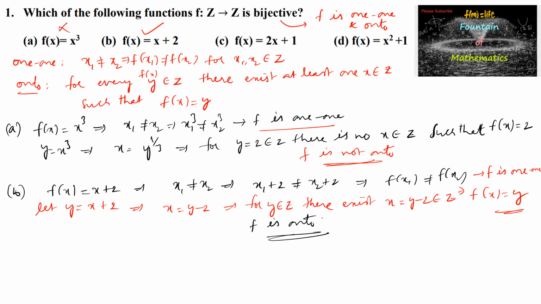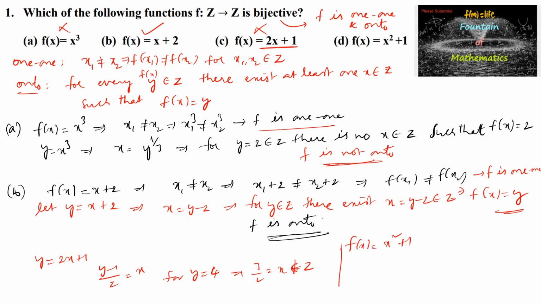Similarly, we can also check the third option and fourth option. The third option: f of x is equal to 2x plus 1. For x1 not equal to x2, 2x1 plus 1 is not equal to 2x2 plus 1, okay. But coming to the onto function, let y is equal to 2x plus 1. We can say (y minus 1) upon 2 is equal to x. So for y is equal to 4, (4 minus 1) upon 2, that is 3 upon 2, is equal to x, which is not an integer. Hence we can say the third option is not an onto function.